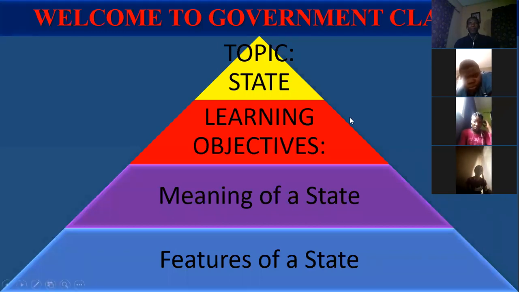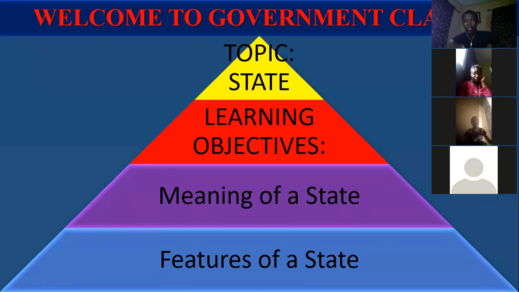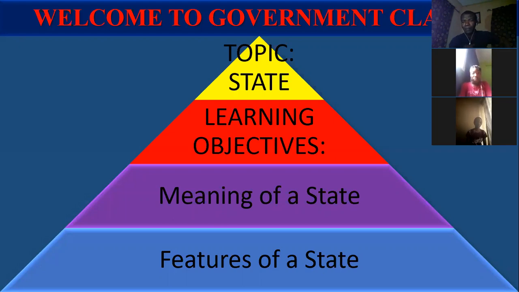Then, before I forge ahead on the topic, I want to make this known to you that in government, when we say a state, it does not mean legal states. A state in government means country, like Nigeria. That is what a state means in government. It's not like Anambra State, Ondo State, Ogun State, Adamawa State, among others. So bear that in mind.